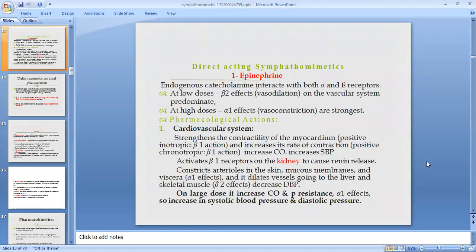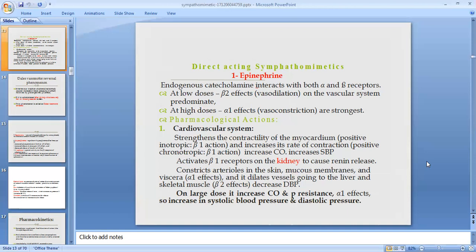Now, direct acting sympathomimetics. Start from epinephrine or adrenaline. Adrenaline is an endogenous catecholamine which interacts with alpha and beta receptors. At low doses, the beta 2 effect is predominant, so it causes vasodilation. At high doses, the alpha 1 effect is predominant, which is vasoconstriction.